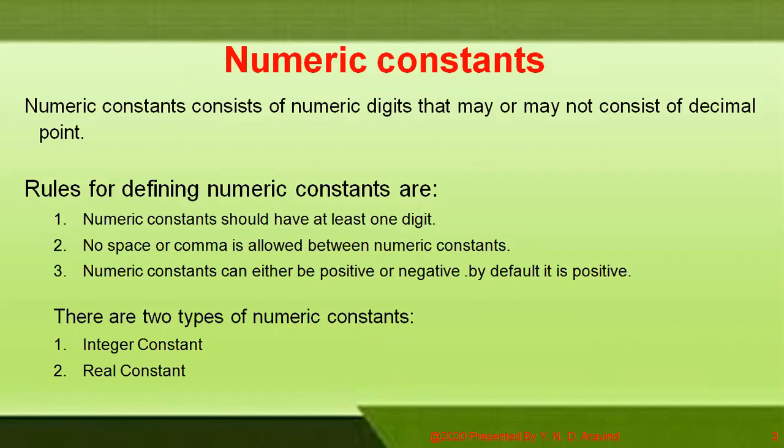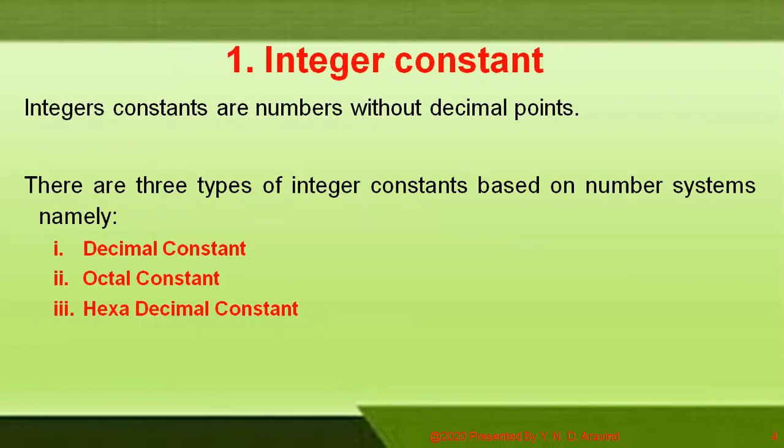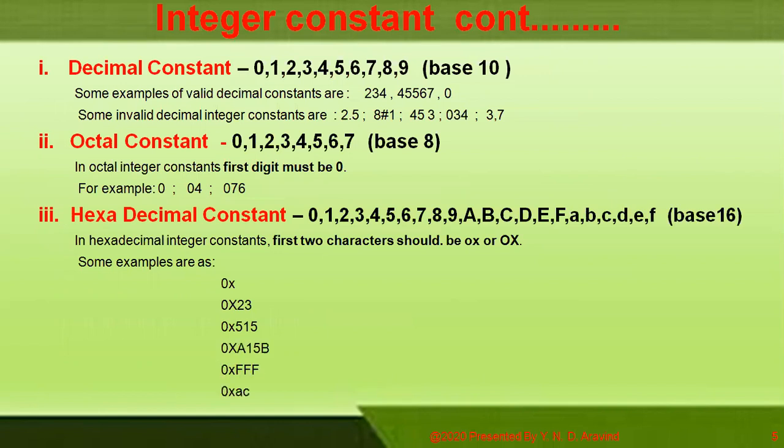There are two types of numeric constants. One is integer constants and the second one is real constants. Coming to integer constants, they are numbers without decimal points. There are three types of integer constants based on the number systems. They are decimal constants, octal constants and hexadecimal constants. So here an integer constant can be a decimal integer or an octal integer or a hexadecimal integer.